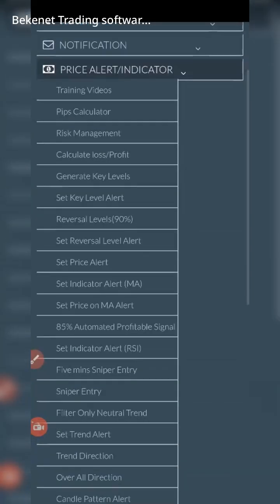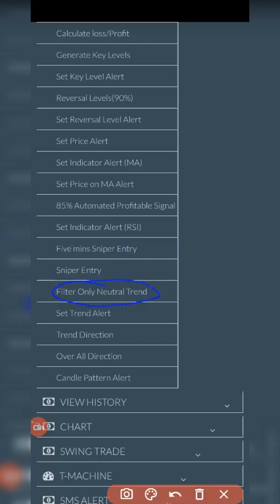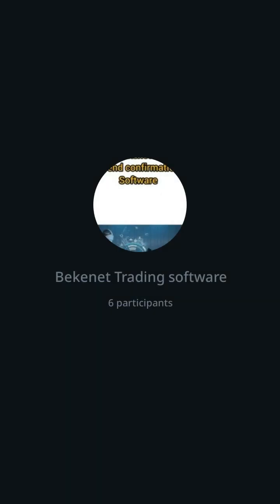Let me go to this place. The next thing I'm going to be showing you is theta neutral trend. This is more of a retracement. This one is still okay. This is more of your retracement. You use Fibonacci and all those things. This is like a retracement.